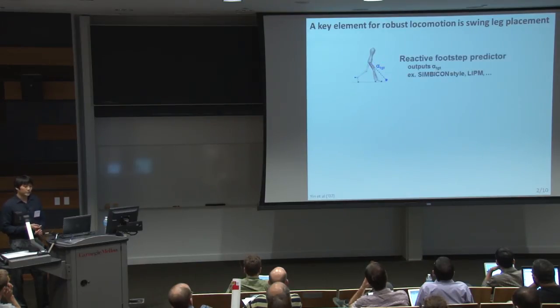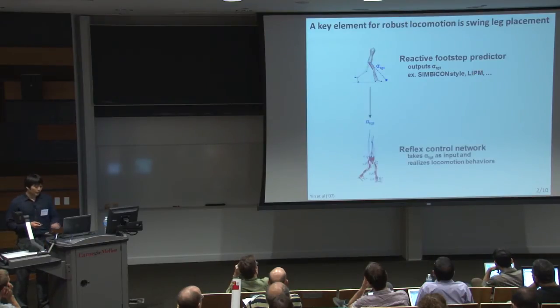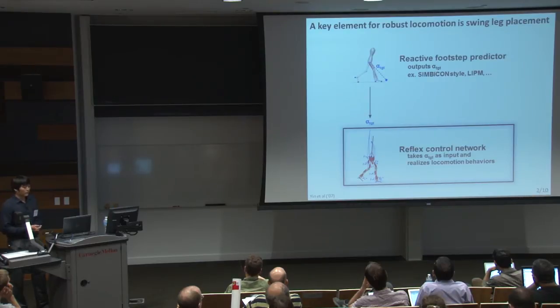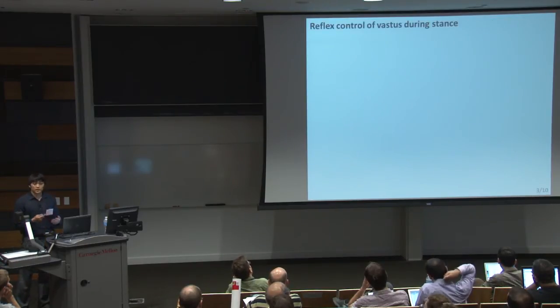And there are literatures suggesting strategies for predicting footsteps reactively to disturbances. We adopt the one used at Symbicon due to its simplicity. Even though we have a footstep predictor, the control problem of swinging the leg to this target while walking is not solved. And the main part of our work is solving this problem using primarily reflex control. And let me give an example to give you a feeling of what I mean by reflex control.